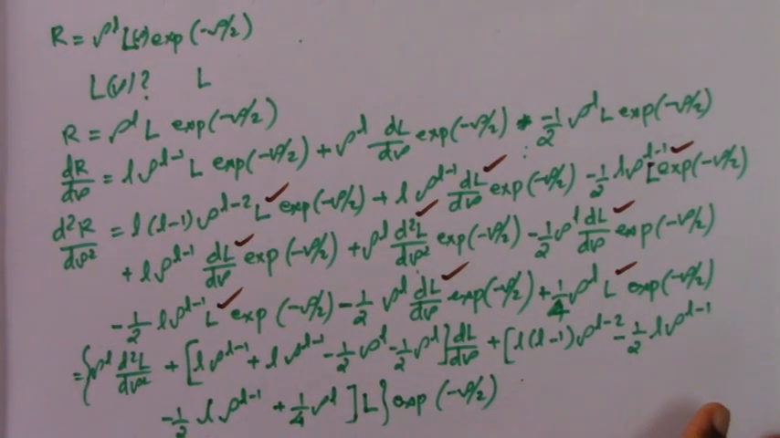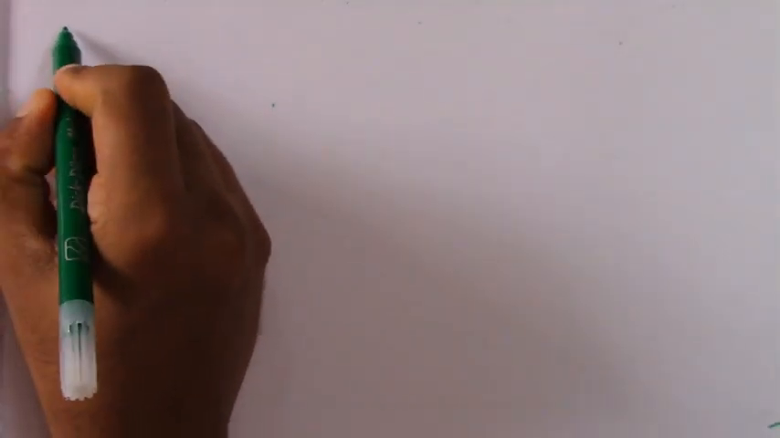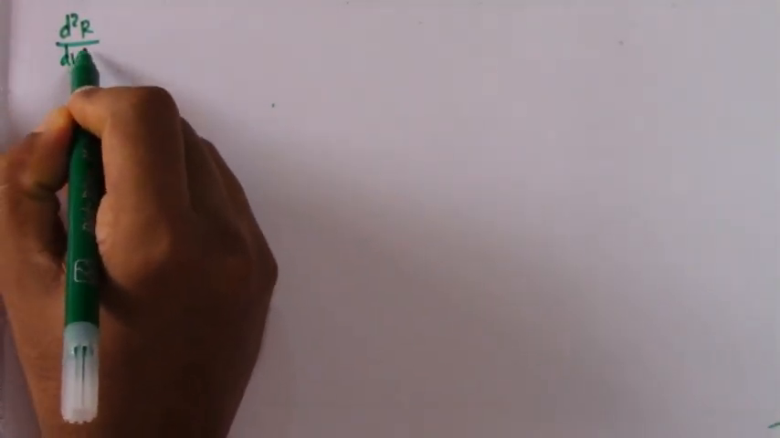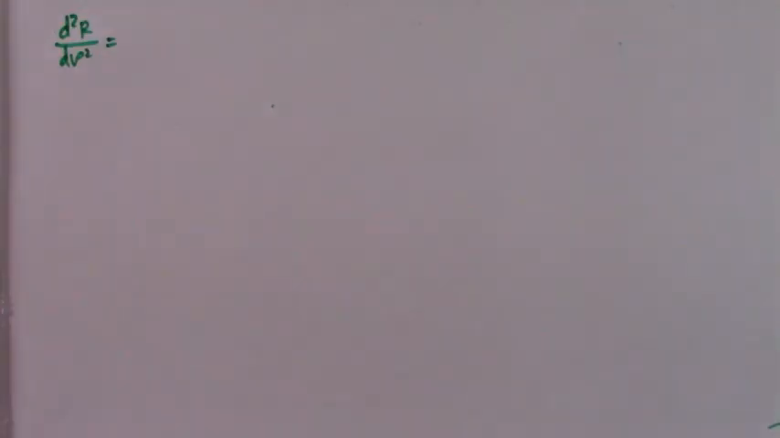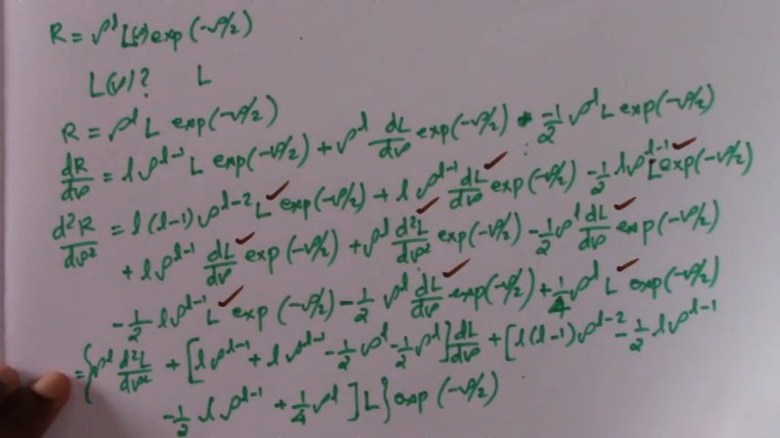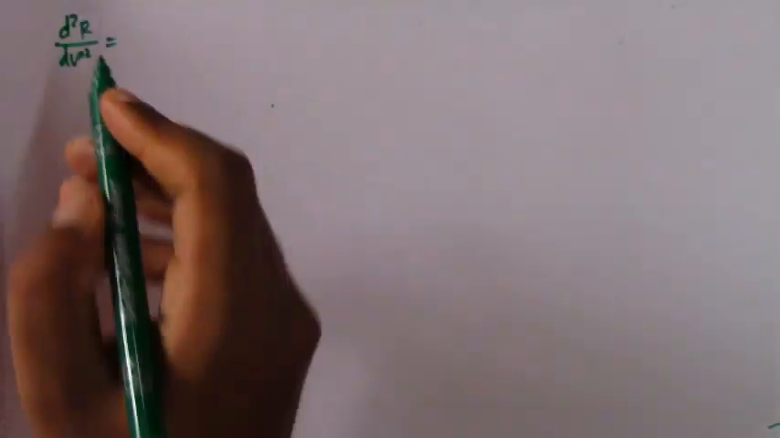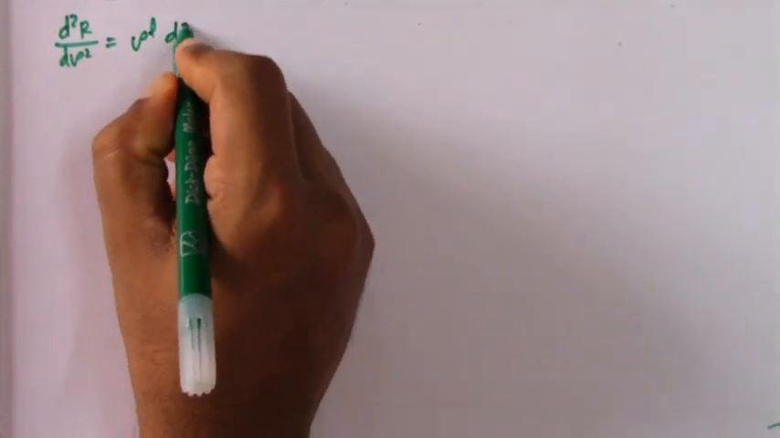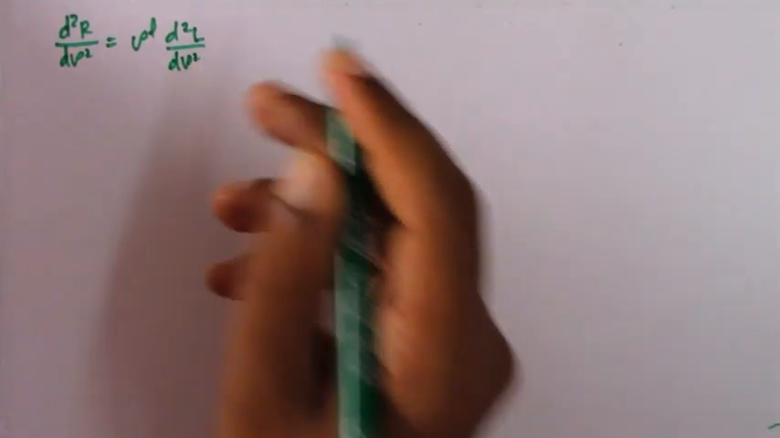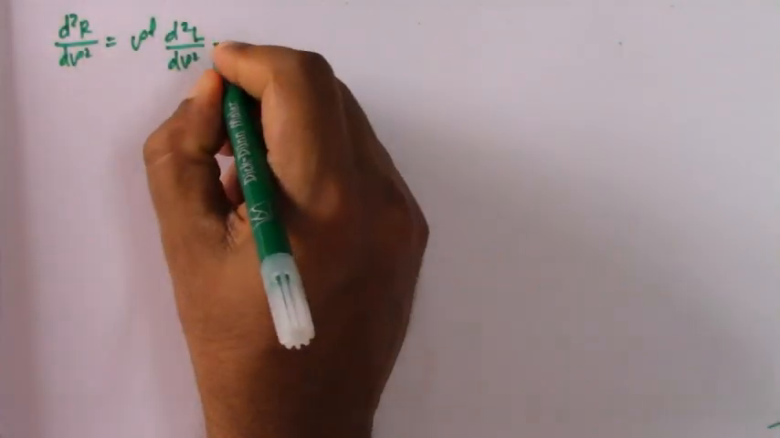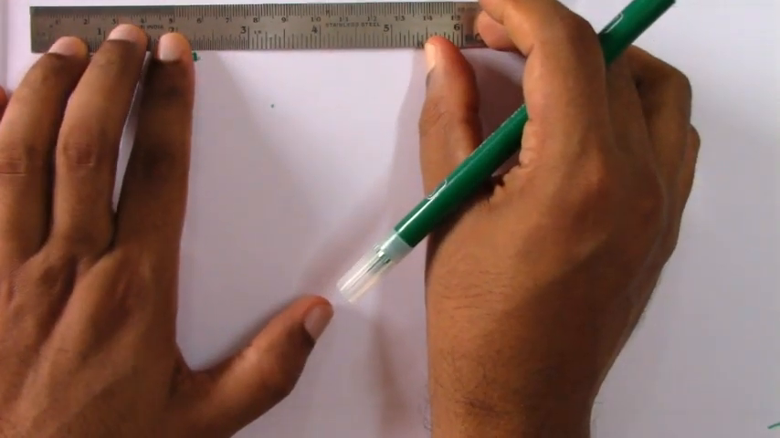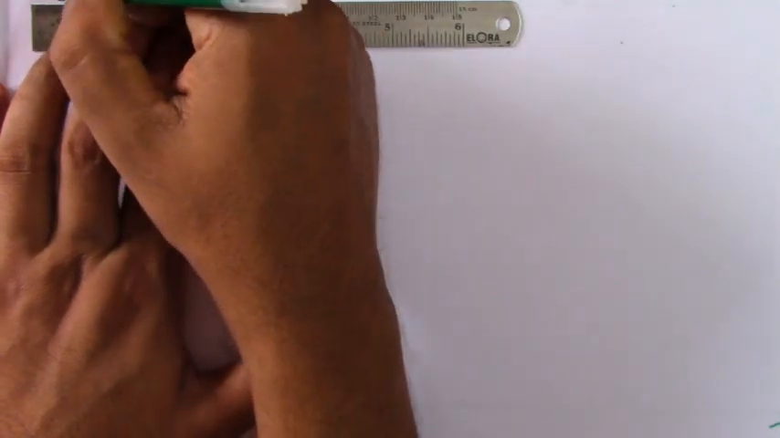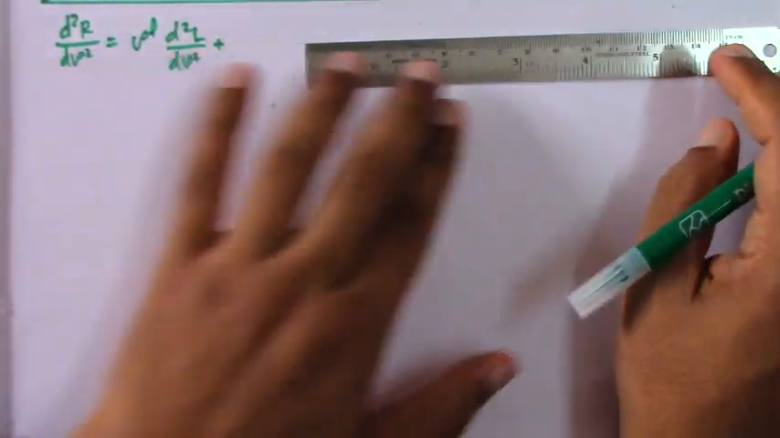Now again we can simplify this one. So d square R by d rho square is equal to rho raised to L d square L by d rho square, plus. Let me write a margin here because otherwise my writing will go out of the field. Okay, just wait a second.